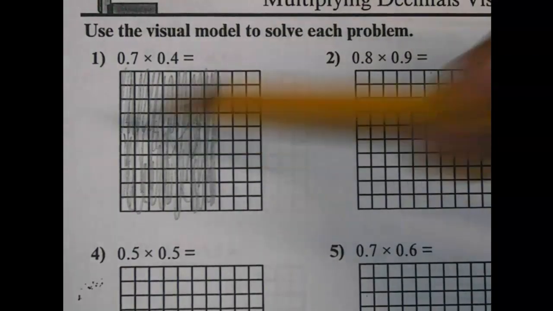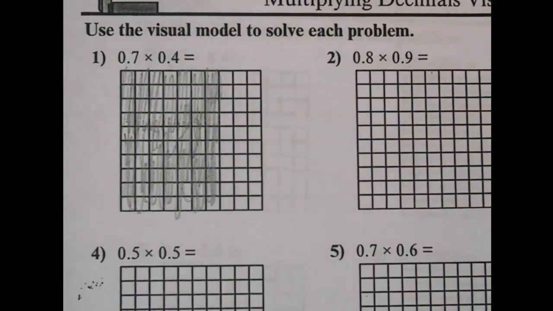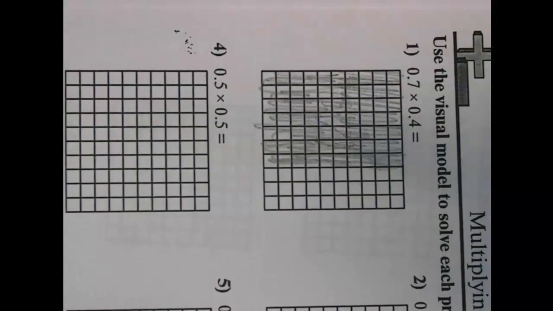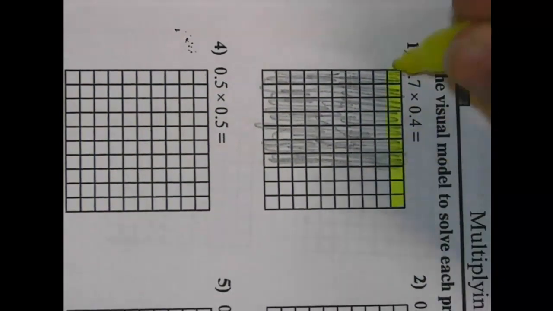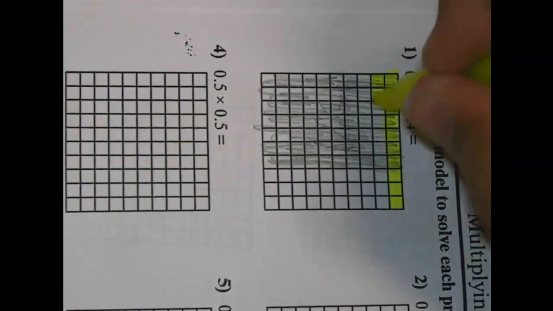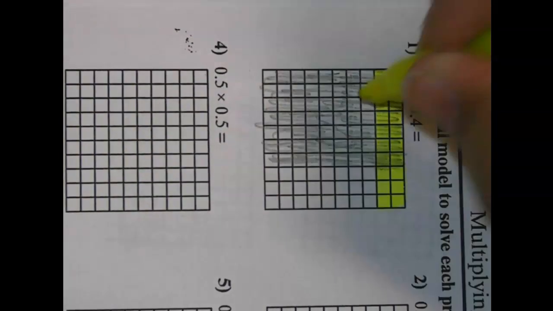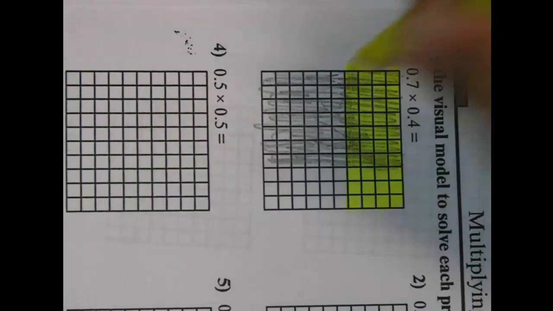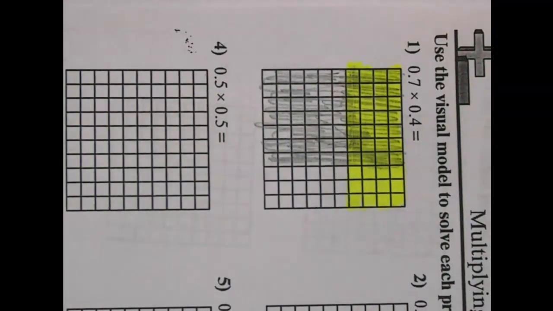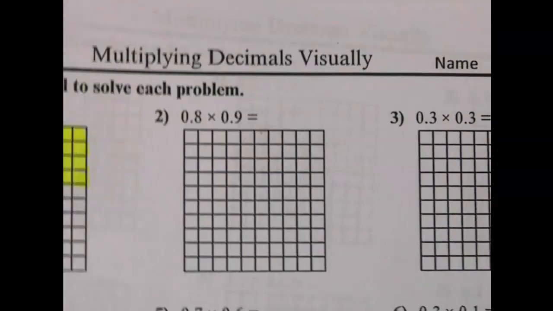And then what I need to do is I need to shade in 4/10, and the easiest way for me to do that is go ahead and turn my paper. And so if I do that, I'm going to shade in 4/10 this direction, 1/10. Now make sure you shade all the way across the whole column, 2/10, 3/10, 4/10. And so now I've shaded my 7/10 and I shaded my 4/10.